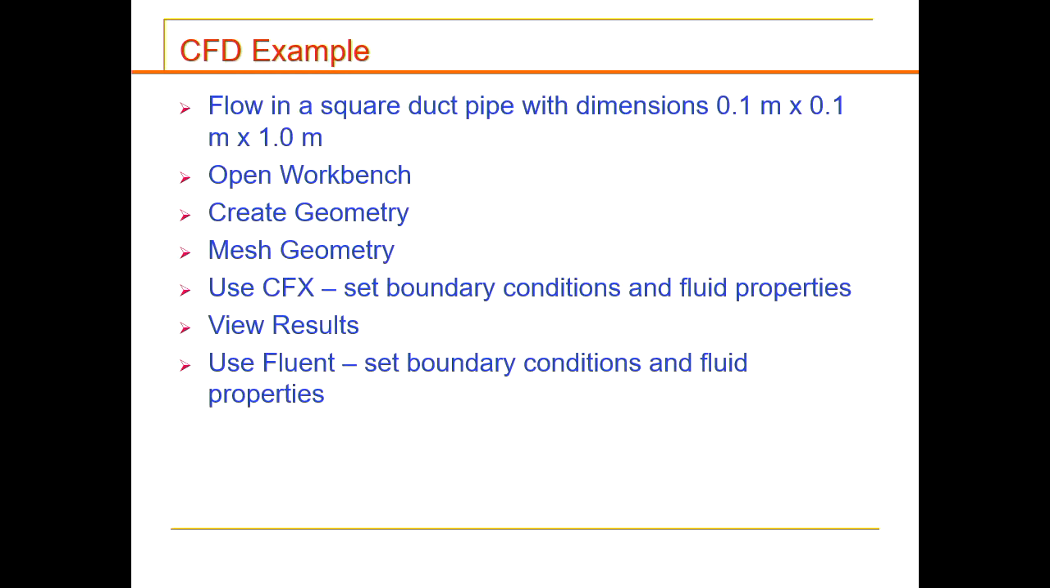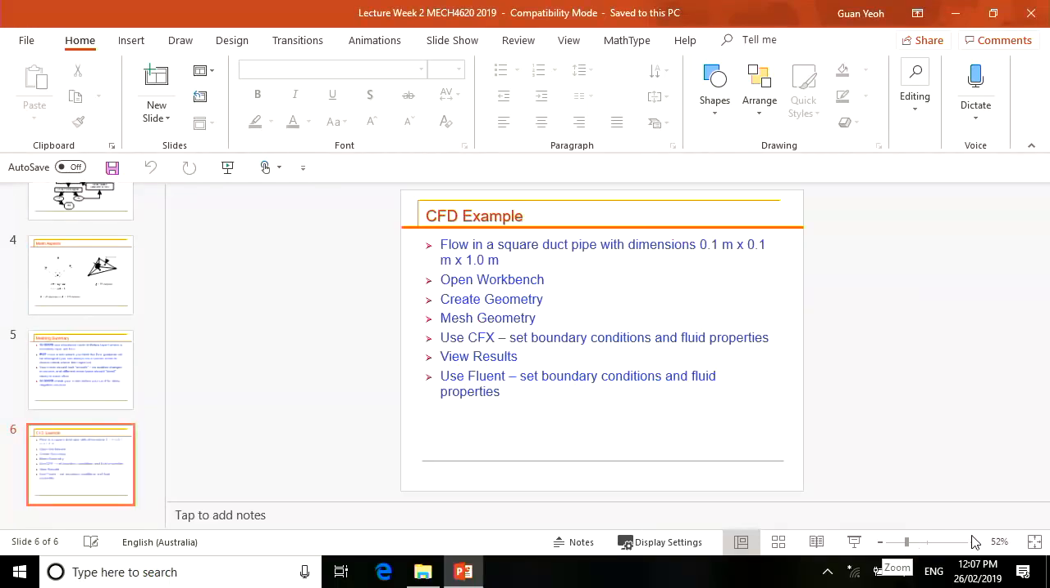I'm going to create a geometry and generate the mesh. I'm going to use CFX as the initial part of the solution to set proper boundary conditions and fluid properties, and to look at some results. Then I'm going to use Fluent to set up the same problem and demonstrate how easy it is to use both softwares. It's as straightforward as that. So besides that, I'll go to my Workbench.